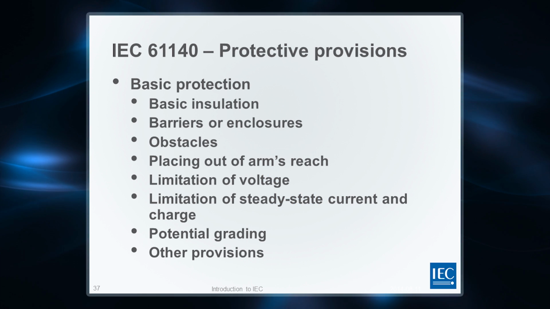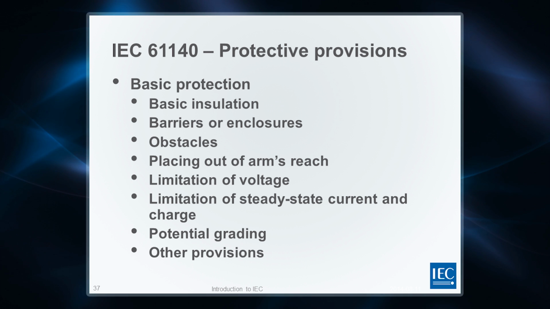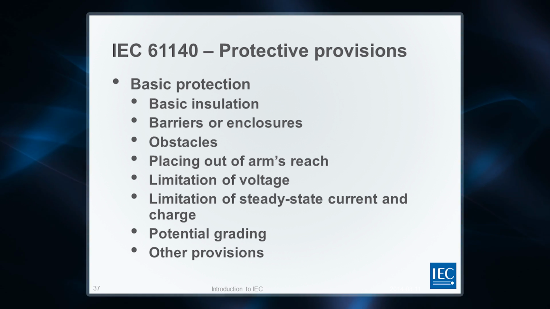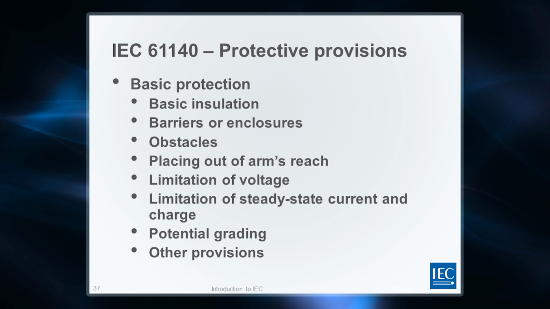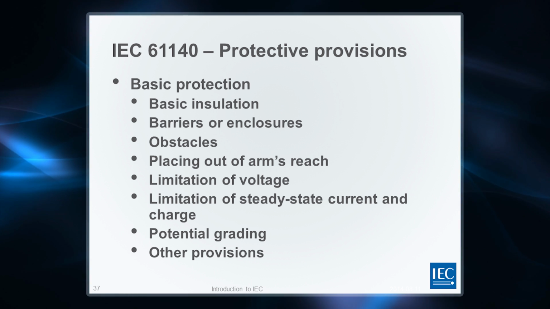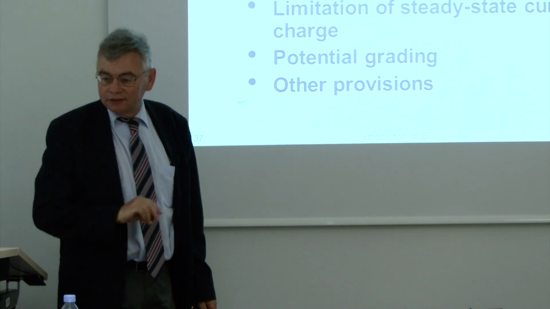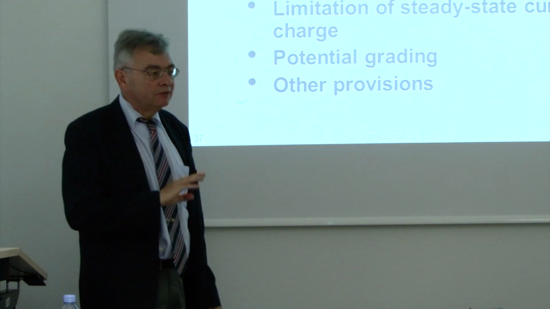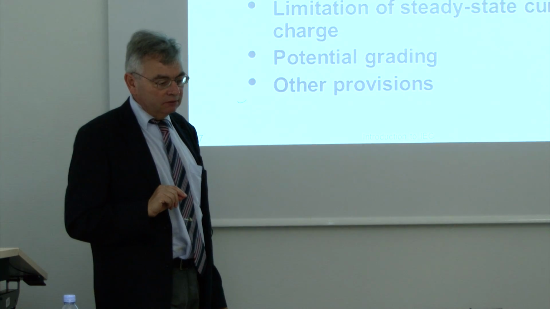Really, it's got two chapters. How you provide basic protection. In other words, how do you prevent electric shock occurring in the first place? And there's a whole list here of ways of doing that. Again, I don't want to get too heavily involved in what those ways are. Some of them are fairly obvious if you think about it. Barriers or enclosures. If you can't touch the dangerous part, you're not going to get an electric shock. Barriers or enclosures are a very simple way of preventing electric shock.